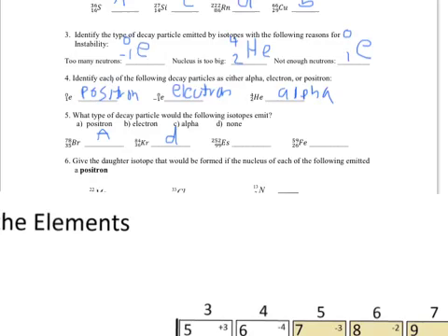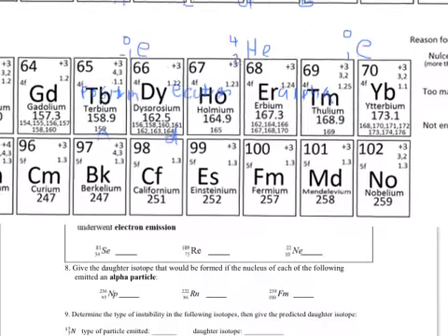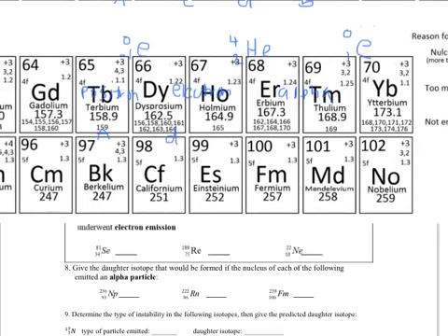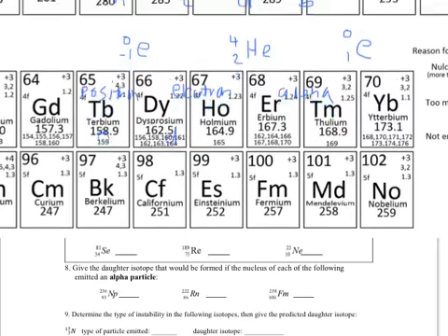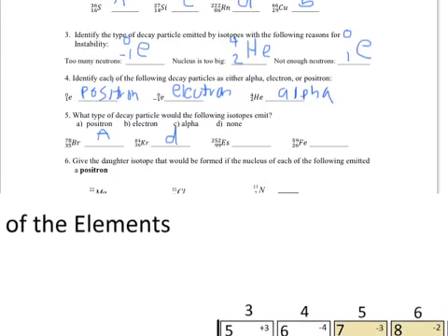Let's try the next one. Einsteinium 252, and that's atomic number 99. So let's bring this up here. Einsteinium's way down on the bottom here. Let's keep going. Oh, here's Einsteinium right here. So here's 99. What we notice is, since it has 99 protons, that means the nucleus is too big. And when the nucleus is too big, what you emit is an alpha particle.